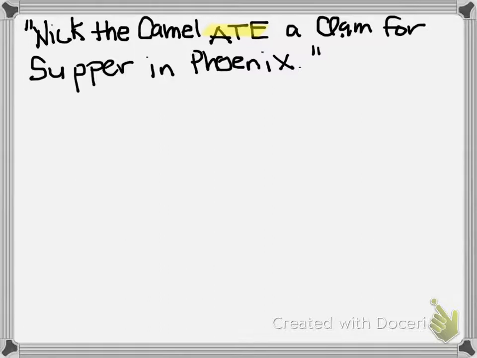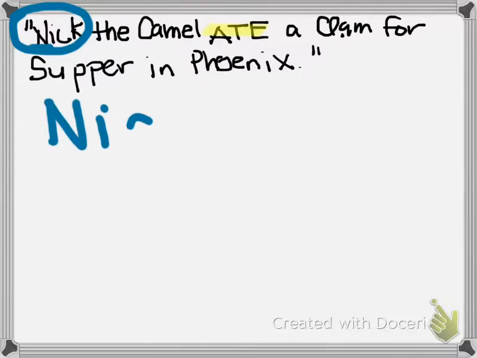This is the -ate series, and each one of these keywords, Nick, camel, clam, supper, Phoenix, will tell you the heteroatom that's used in the oxyanion, besides oxygen. It'll also tell you how many oxygens each of the heteroatoms is bonded to in the -ate series, and the charge of that -ate anion. So we'll start with Nick as an example. So here we have Nick. Nick is the keyword for nitrate. Notice Nick starts with N. Nick for nitrate.